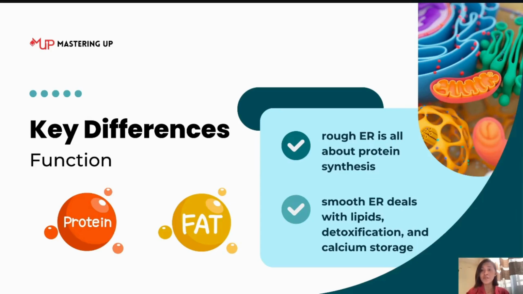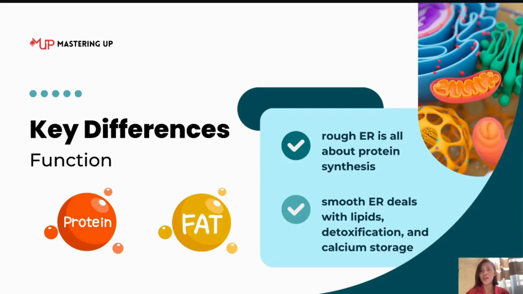Once the proteins are made, the rough ER helps fold them properly into their final shapes and modifies them if needed. For example, some proteins need sugar molecules attached to them. This is called glycosylation, to function correctly. These proteins might be used in the cell itself or shipped out of the cell to perform functions elsewhere, like enzymes in the digestive system or hormones like insulin.